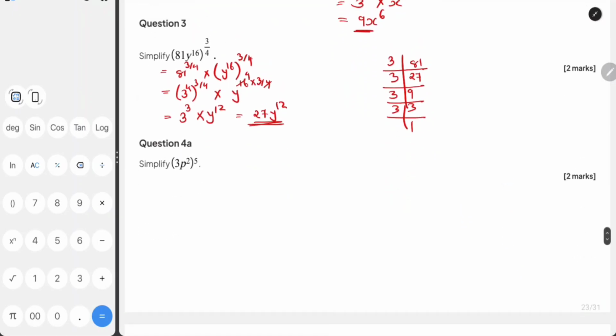Same kind. See the fourth question: give them separate powers, so that's 3 raised to 5 into p raised to 2's power 5. Now to do the 3 raised to 5, I'll use a calculator. See the left-hand side of your screen, that is 243 p raised to 2 into 5, because power is multiplied. So your answer is 243 p to the power 10. Clear?